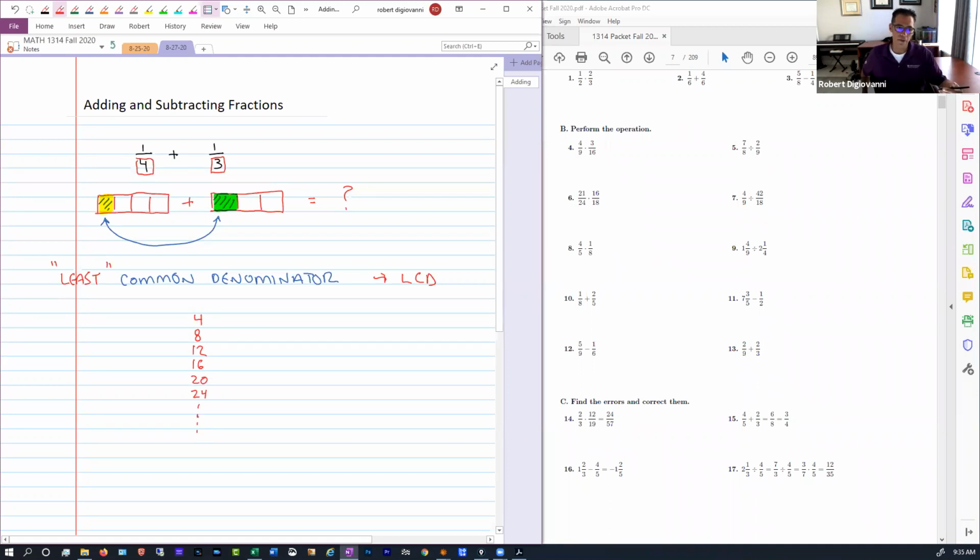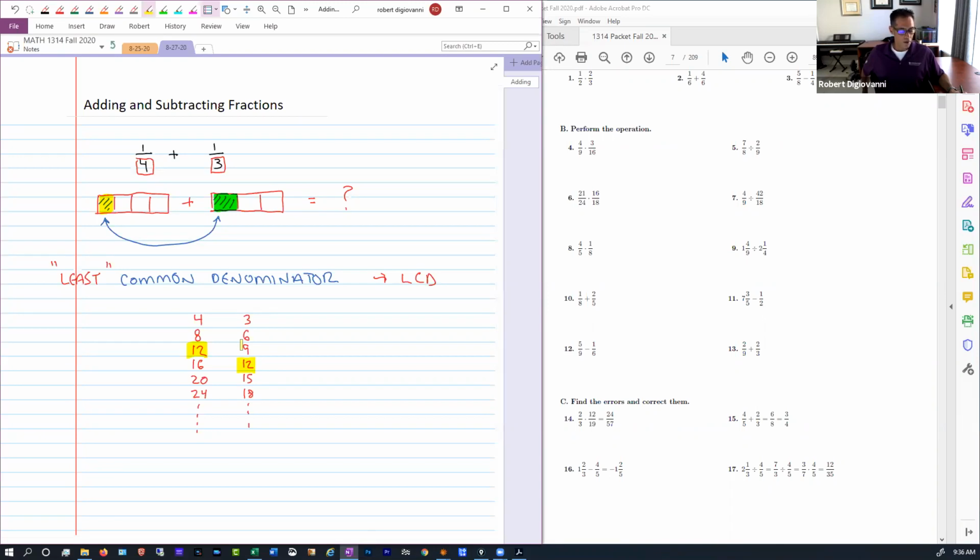And then I do the same thing for 3. So I have 3 here, 3 times 2 is 6, 3 times 3 is 9, 3 times 4 is 12, 15, 18, and we continue with that list, right? And what we're looking for is the smallest number that appears in both lists, and that's called the least common denominator. So do we see that the least common denominator here is going to be the number 12, right? Number 12. That's the smallest number that's in both lists.